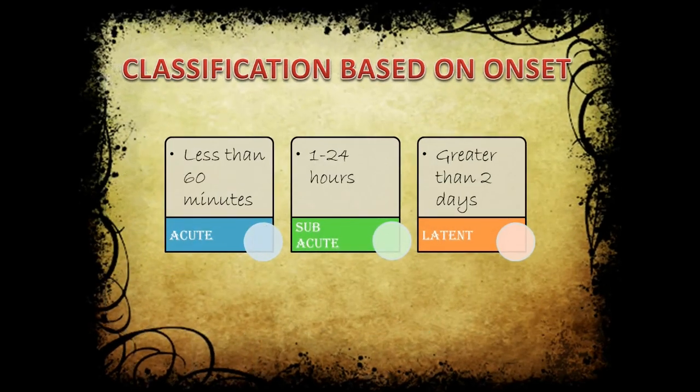Now, classification based on onset of event. There are three categories: acute, subacute, and latent. Acute reactions are those which occur within 60 minutes of consuming a drug. Subacute occurs within 1 to 24 hours, and latent reactions occur after 2 days.